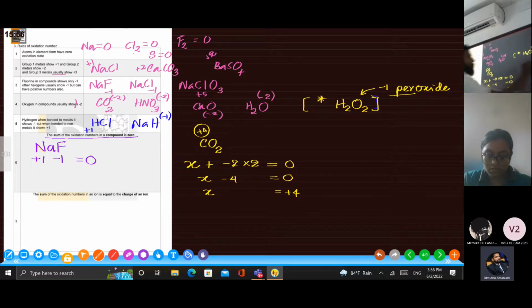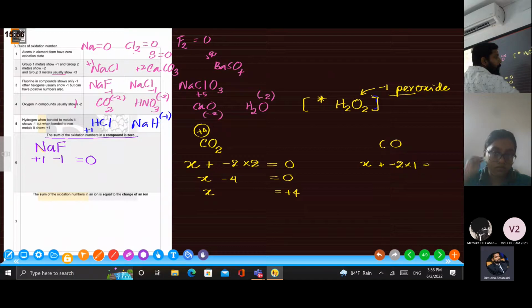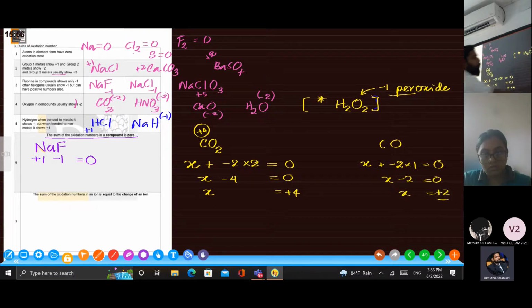Now let's say carbon monoxide. Is carbon known or unknown? Unknown, it's not in our rules. But what we know is oxygen is -2. X plus -2 into 1 is equal to 0. So X is equal to +2. Therefore, in carbon monoxide, carbon's oxidation state is +2. That tells you that only 2 electrons have been lost by carbon, not ionically, but in a covalent bond. Oxygen must have dragged the 2 electrons towards it. Is that clear? And it gives some idea about the chemical state.